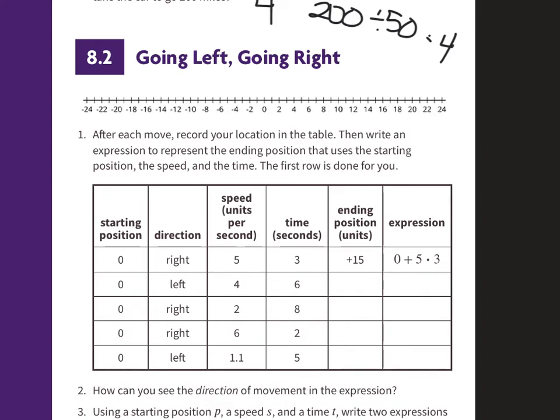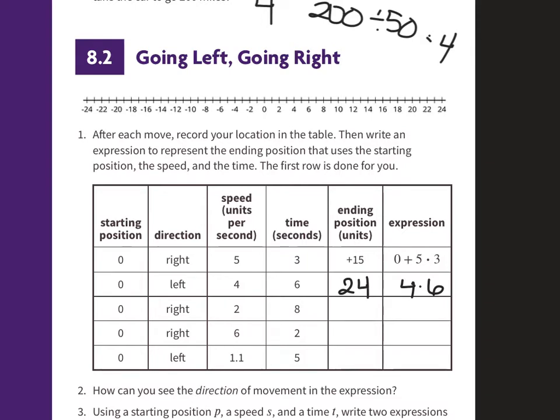So all of these are starting at 0. So you could go 0 plus 5 times 3, or you could just go 5 times 3. So on the next one, I could go 0 plus 4. Speed, 4 units per second times 6 seconds. So 4 times 6 is 24.